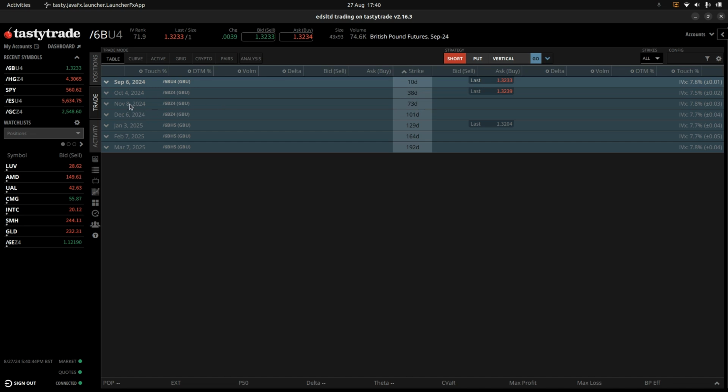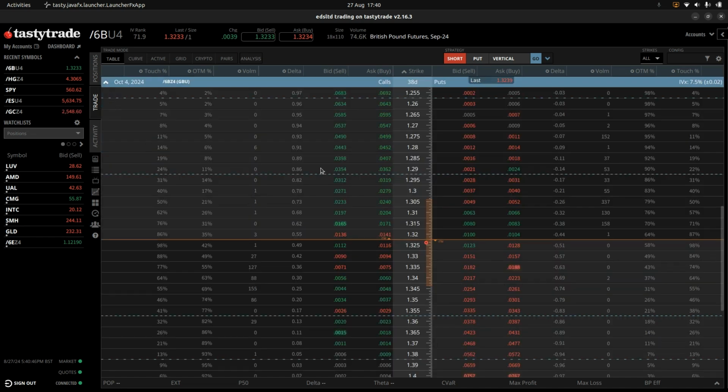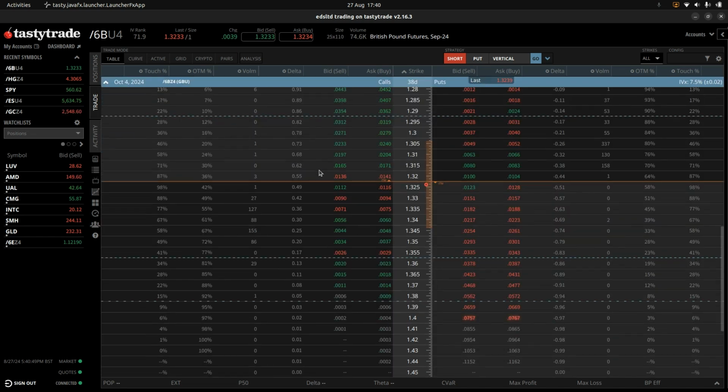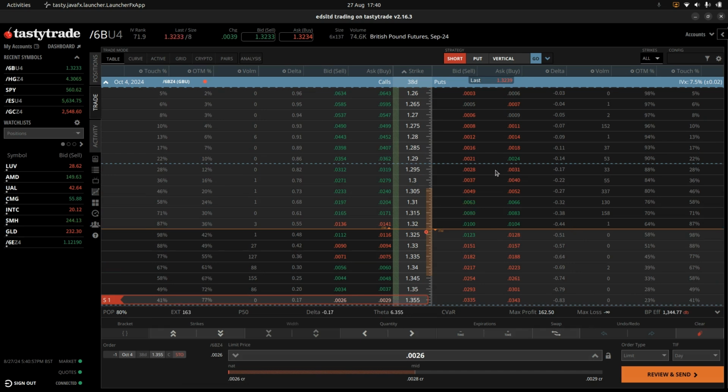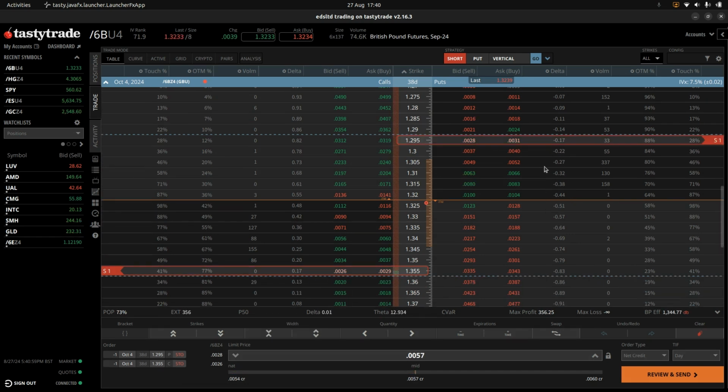So let's just go to the 38-day action. We would just put on a 16 delta strangle. There isn't a 16 delta on the call side, so we'll go with 17. And on the put side, again, same story there. We go 17.7 delta on both sides.